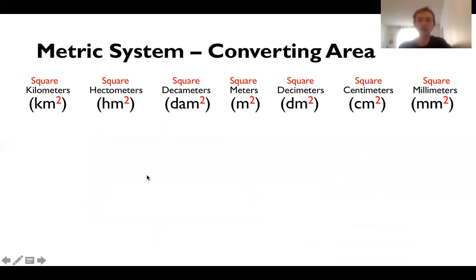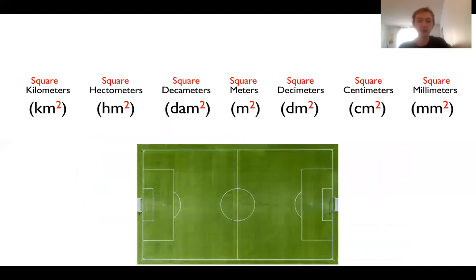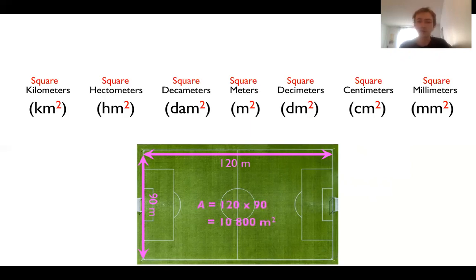So I'll just give you a real life example to start with. I am going to bring up this soccer field here. So an actual real life FIFA or World Cup soccer field would be 120 meters by 90 meters. So what is the area of the soccer field? Not the perimeter. The area is pretty simple to find out. Just 120 times 90, and you're going to get 10,800 square meters.